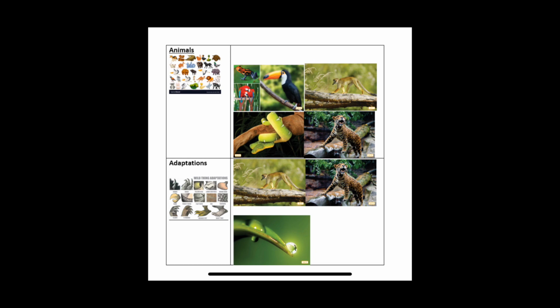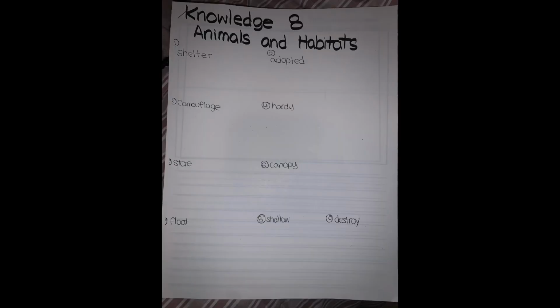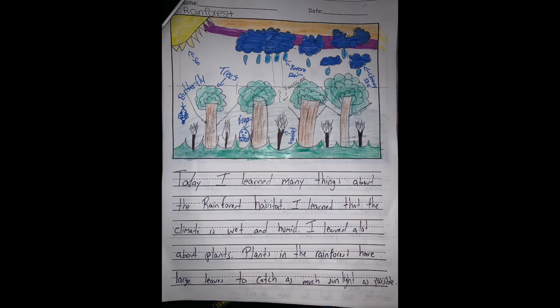Now, you are going to use this information to turn to your knowledge journal, to this page, like the one I have above, and you are going to write 2 sentences about what you learned. While you're working, I'm going to share with you what I wrote for my journal. Today, I learned many things about the rainforest habitat. I learned that the climate is wet and humid. I learned a lot about plants. Plants in the rainforest have large leaves to catch as much sunlight as possible. I look forward to seeing all your work.